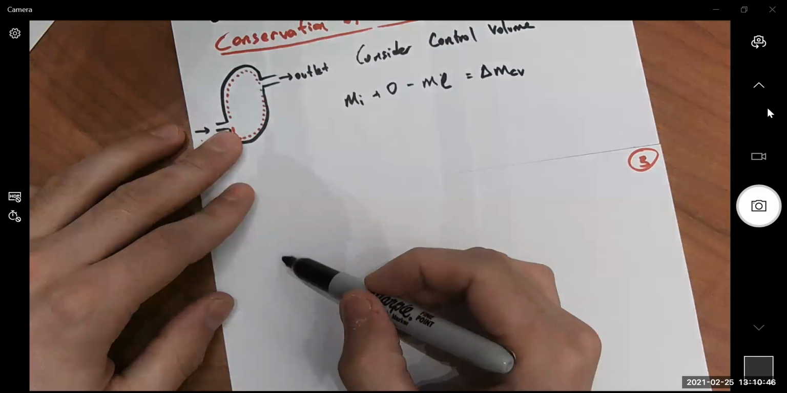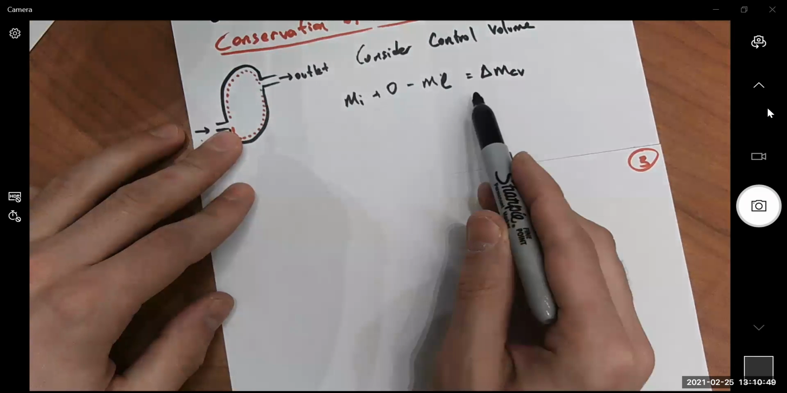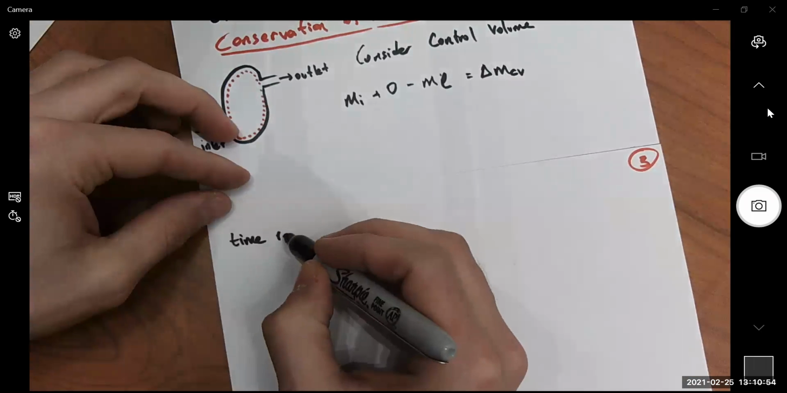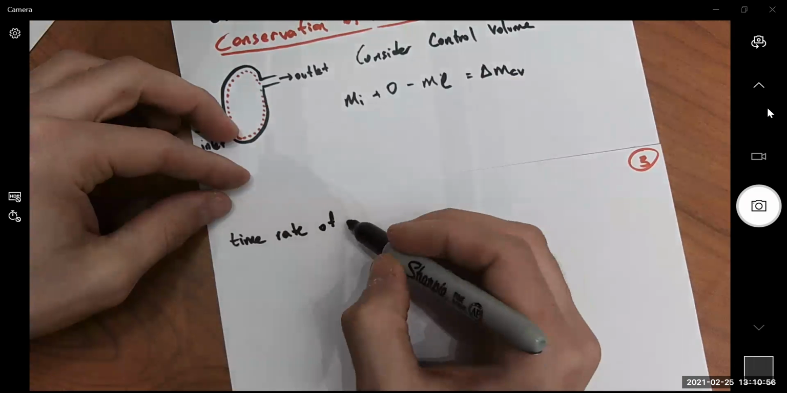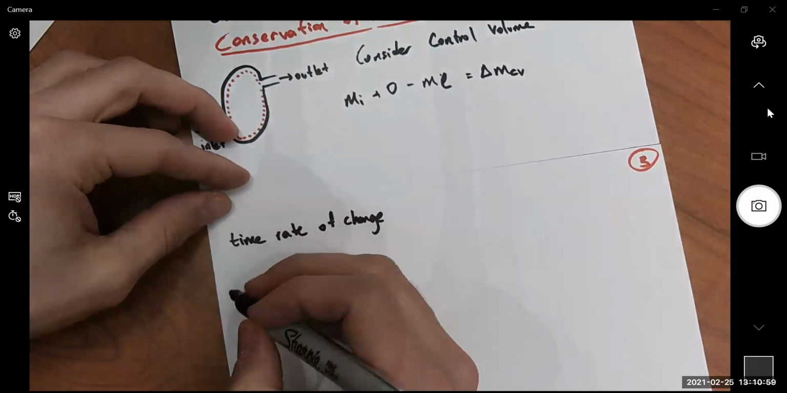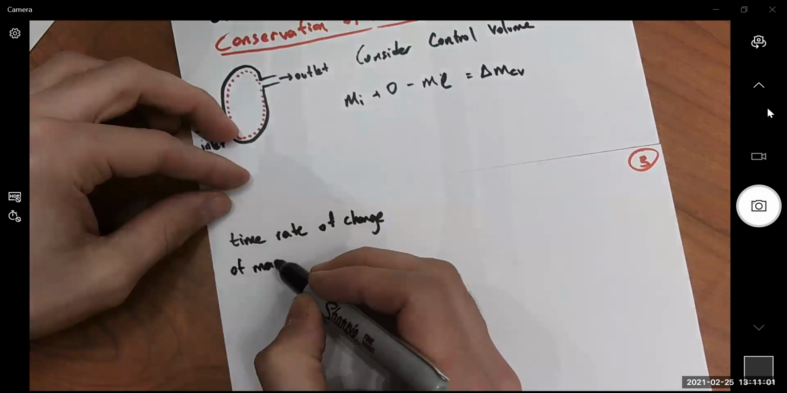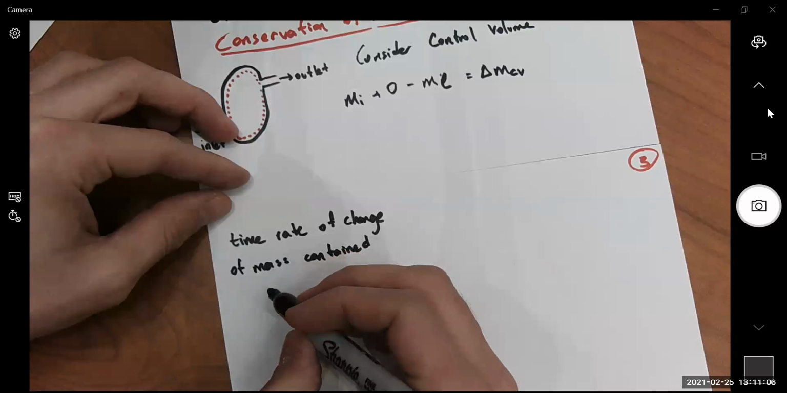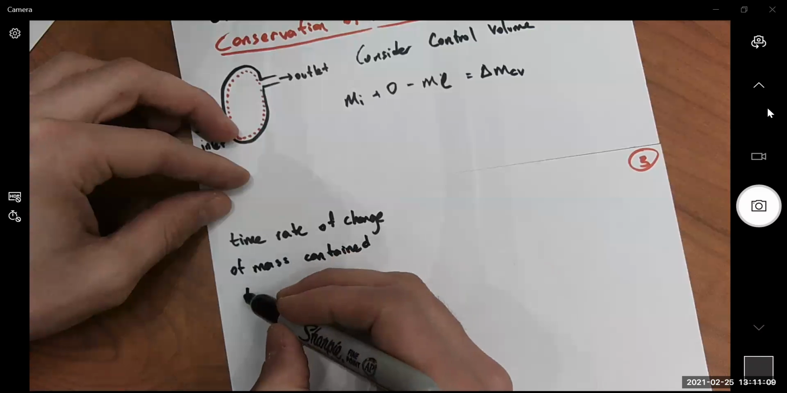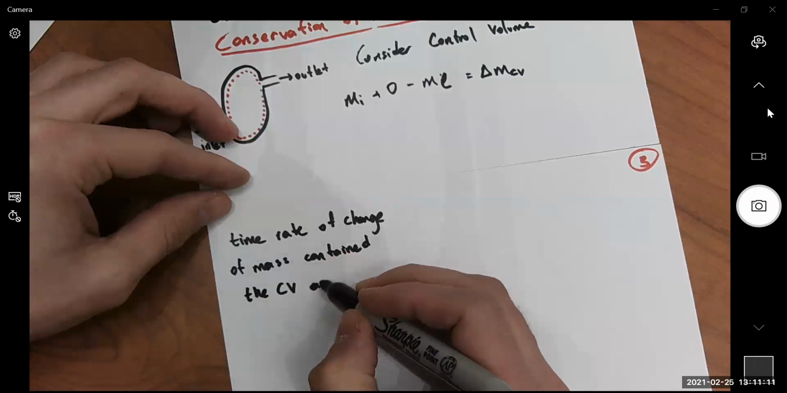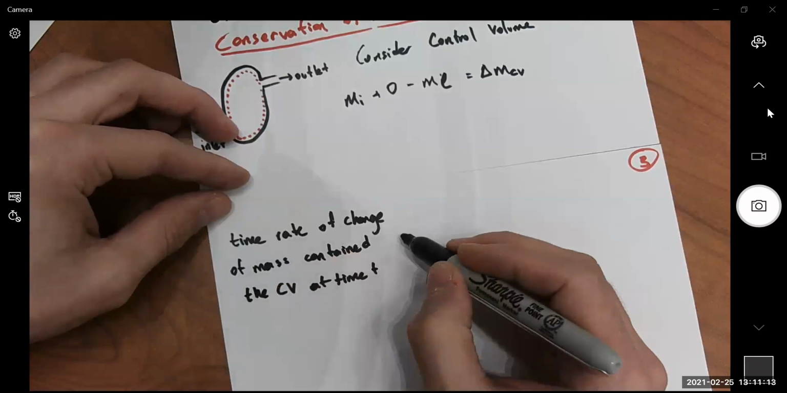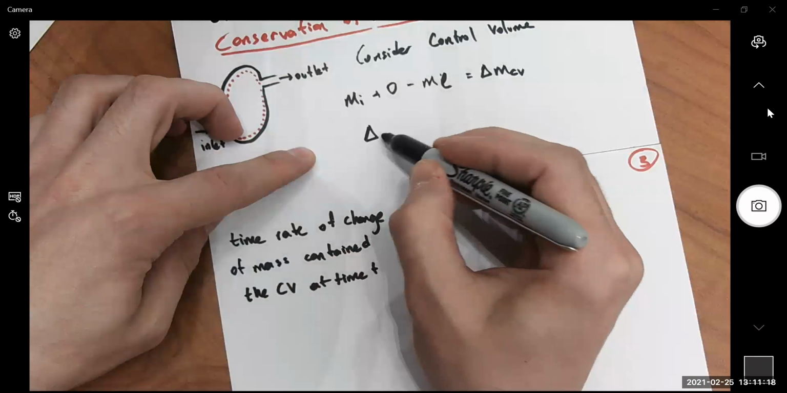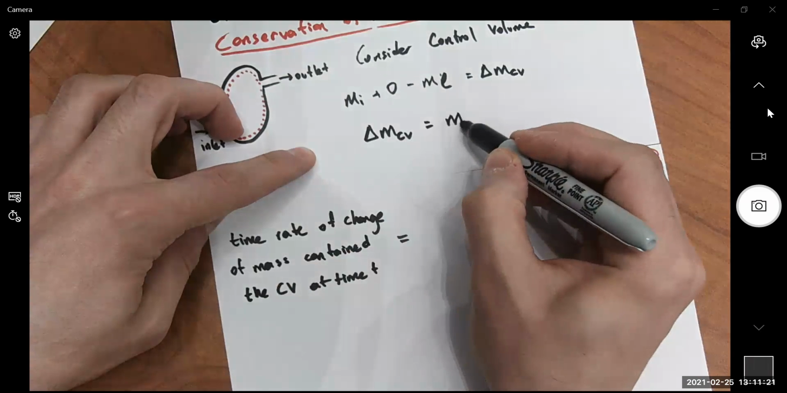Let's write in the statement what each term means, okay? The time rate of change of mass contained in the control volume at time t. Okay. This is this one. So let's start backwards.